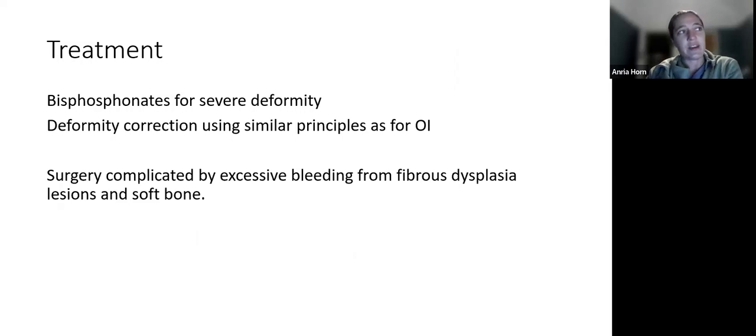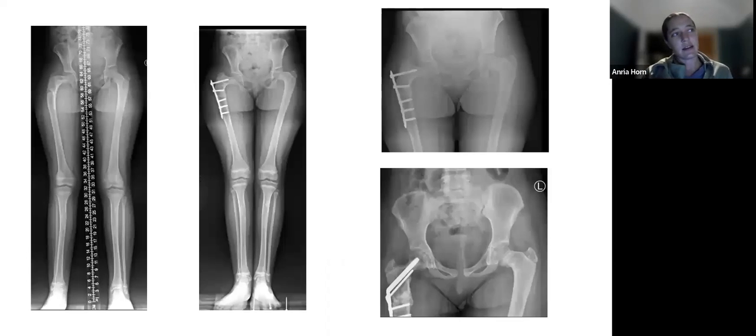Okay, so the treatment for these guys is bisphosphonates for the severe deformity. It helps. And then deformity correction using similar principles as for osteogenesis imperfecta. But like I said, surgery is complicated by excessive bleeding and the soft bone. And this is just another example.